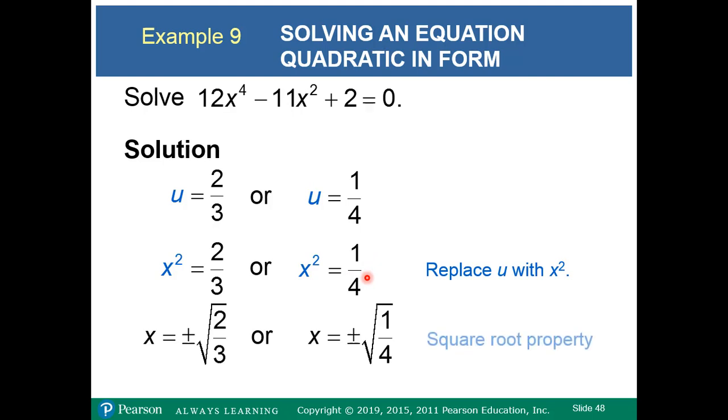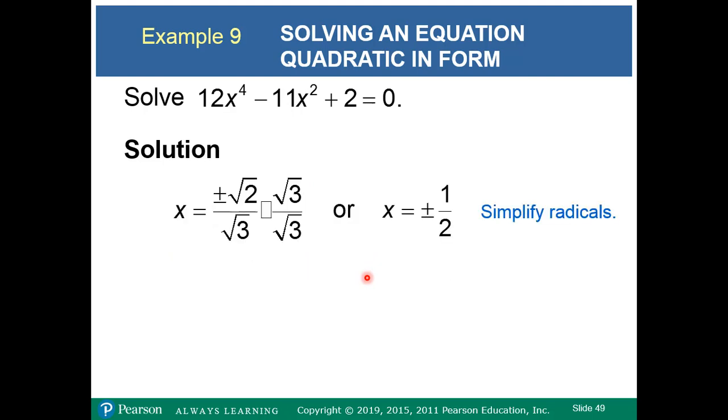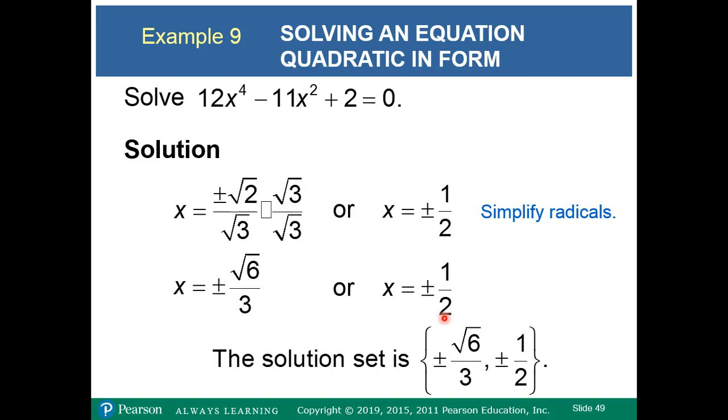Okay? And so now remember, we don't want radicals on the bottom, so we want to rationalize the denominator. So we're going to multiply the top and the bottom by the square root of 3. So this will become 3 down here, and this will become the square root of 6. So we get plus or minus the square root of 6 over 3. And so this is our final answer here, and this is our final answer. So we actually have 4 possible solutions here. Plus or minus the square root of 6 over 3, and then we also get plus or minus 1/2. Okay? And so this is our solution set.